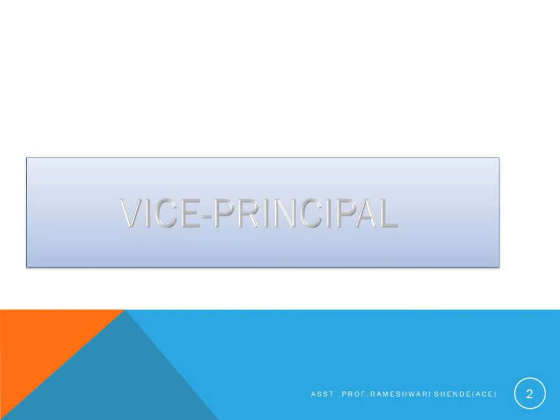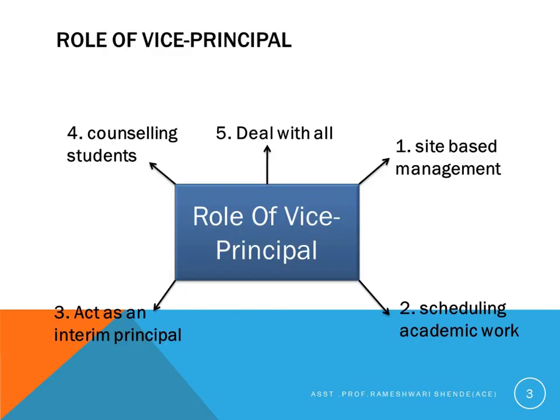Unlike the principal, the vice principal does not quite have the decision making power that the principal carries, but has to deal with implementing the policies and programs of the institution. Now let's see the role of vice principal. Educational administrators who help the principal in the overall administration of the school are vice principals.